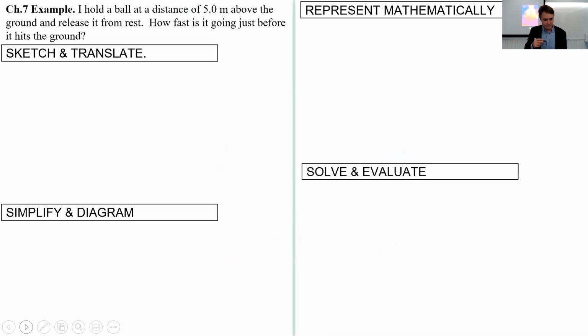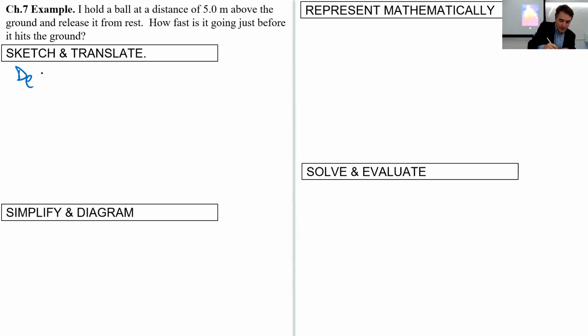Let's do an example. I hold a ball at a distance of 5 meters above the ground, and I release it from rest. How fast is it going just before it hits the ground? Now, I know you guys can all do this using kinematics. You could probably do this question in your sleep. But what I'm going to do is use this new chapter 7 fancy way of doing it, and I'll just show you how it goes.